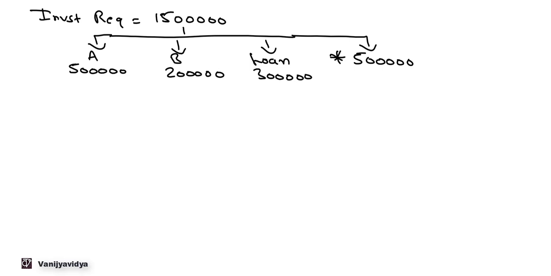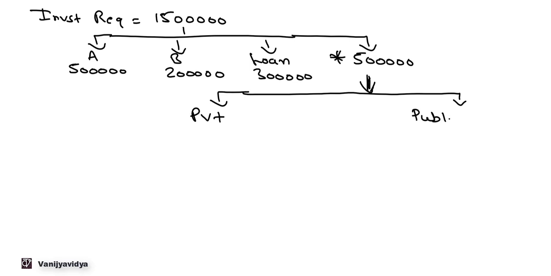For this 5 lakh, A can form either a private company or a public company. If he forms a private company, then private investors may invest in it. The additional 5 lakhs can be invested by some private investors. If A wants to form a public company, then this 5 lakh can be raised from the public as capital.